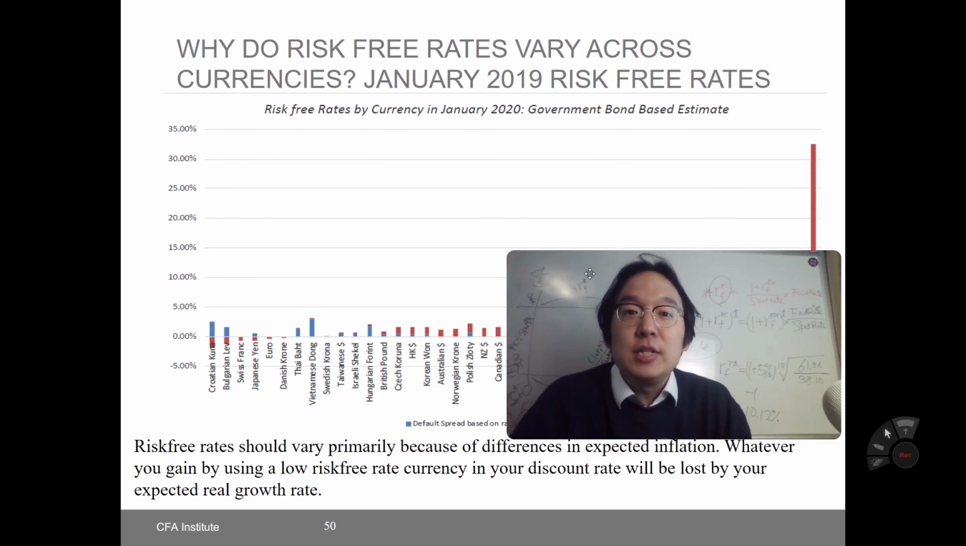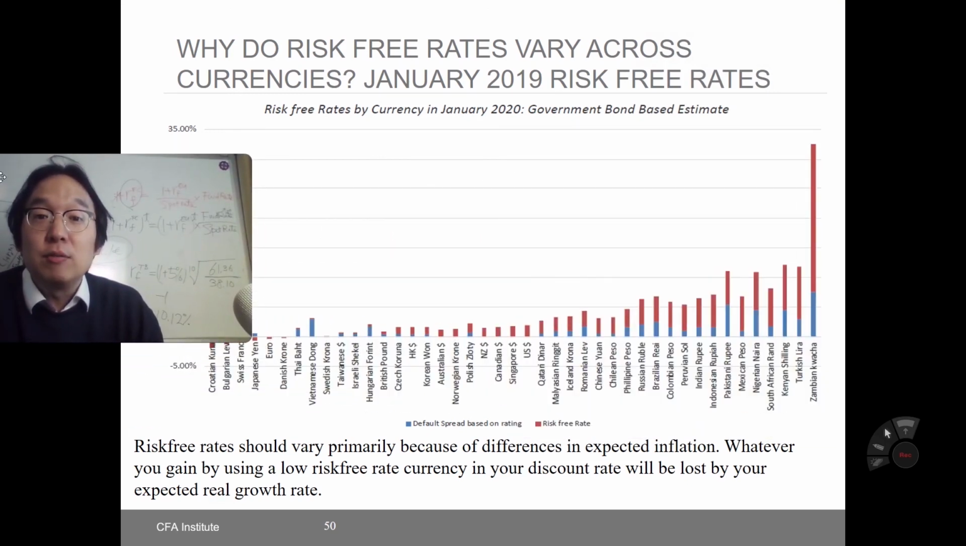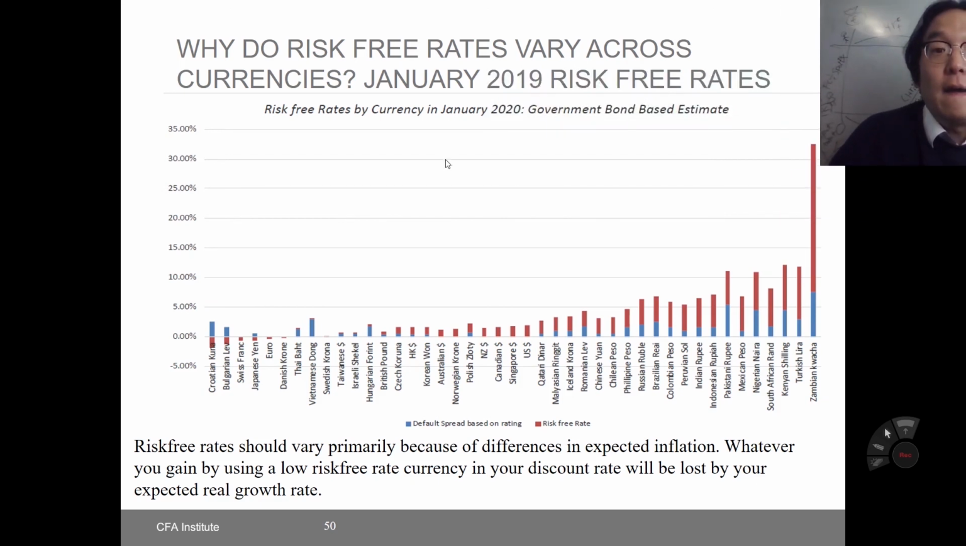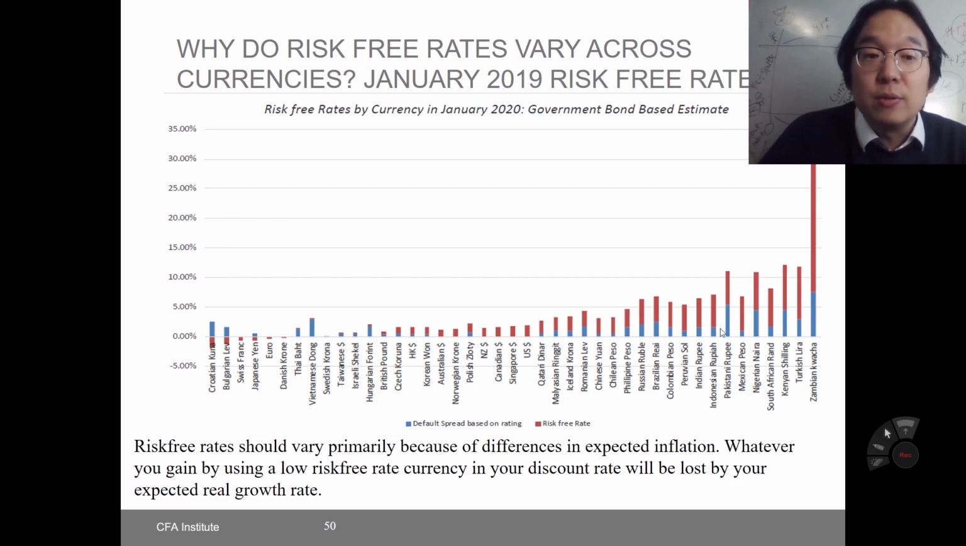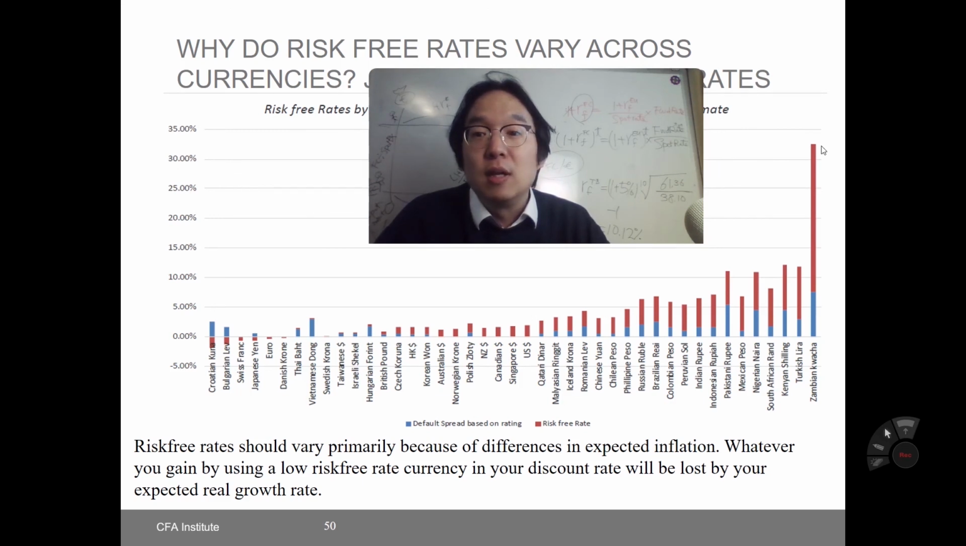Now, why do risk-free rates vary across currencies as of January 2020, not 2019? Here is a chart that shows the risk-free rate of many different governments' treasuries. Vietnam, you see it, and Croatia. Japanese yen, euro, a very low regime over here. Very safe countries, I guess, or slow-growing countries. On the right-hand side, you see the other extreme: Mexican peso, Nigerian naira, South African rand, and Zambian kwacha. The risk-free rate is really about 3 percentage point per year.